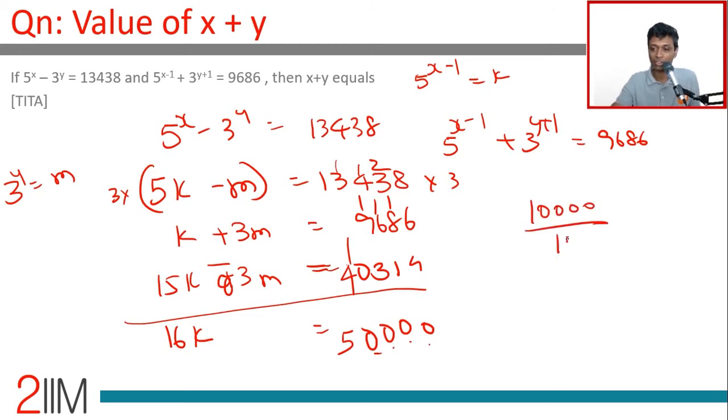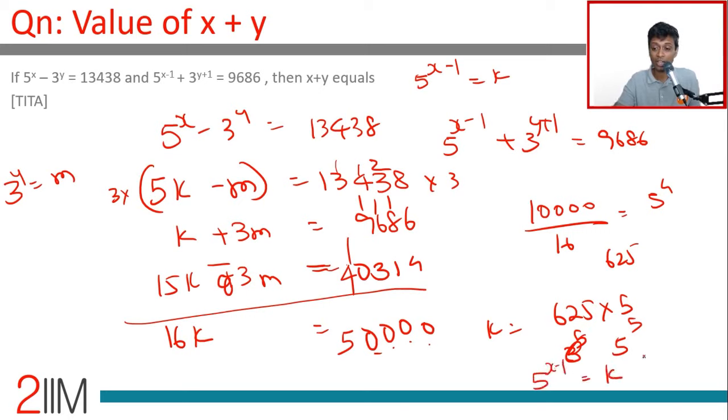10,000 by 16. This is 10 power 4 by 2 power 4, which is 5 power 4, 625, or k is 625 into 5. This is 5 power 5. 5 power x minus 1 equals k, or x is 6. Brilliant, we have found x. Now we still need to find y.